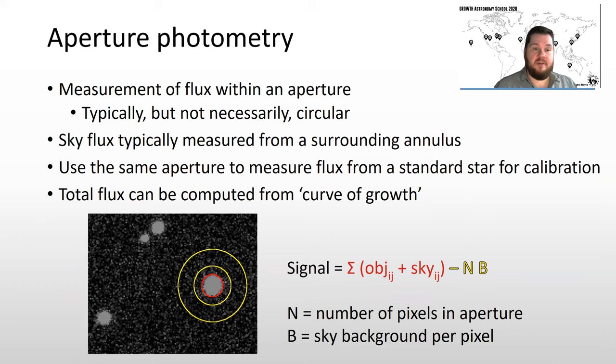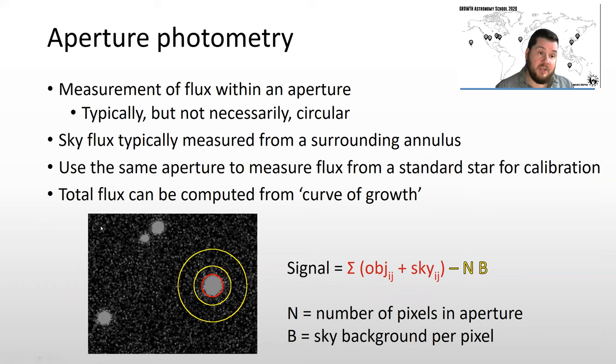So, aperture photometry. I've defined this before. It's about the measurement of flux within an aperture. Our aperture is typically, but not necessarily, circular. There's no reason why it has to be circular. We typically use circular apertures because the stars we're looking at on the sky appear to be circular. We measure, as I discussed, the sky flux from a surrounding annulus.